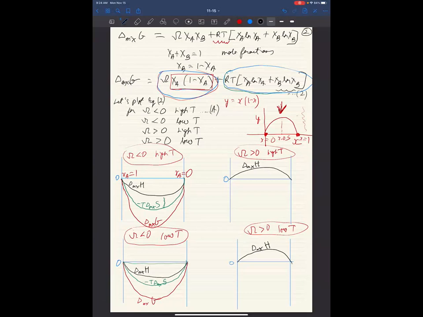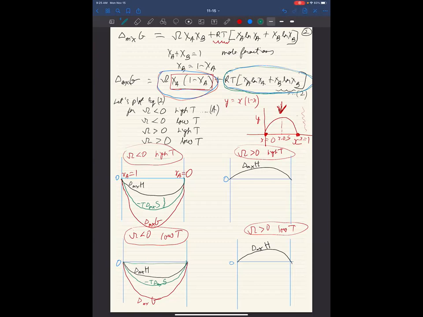So now I want you to think about this one over here. Omega does not affect this one, right? Is there any omega in this term? It's only temperature dependent. So at high temperature, it's going to look the same as the one you drew over here on the left side, right? It's not going to be affected.